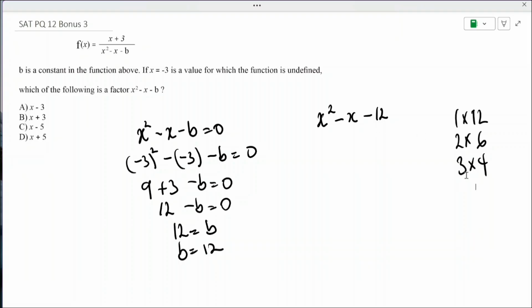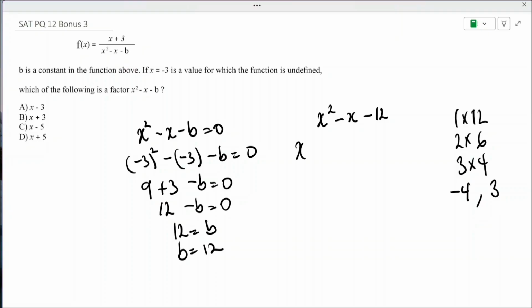One of them has to carry a negative because you need to get a negative 12. Yet when we add them together, you still get negative 1. For you to get negative 1, the bigger value would have to carry the negative. That means this 4 carries the negative. That's negative 4 and positive 3. Those are the two values. If you multiply negative 4 times positive 3, you get negative 12. If you add negative 4 plus positive 3, you get negative 1. So these are the two values that will work.